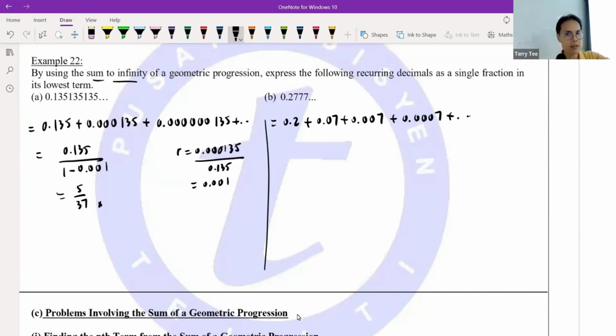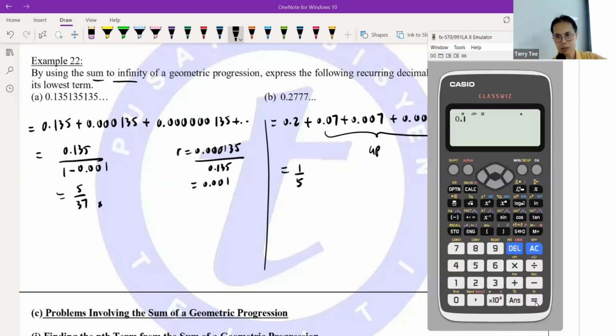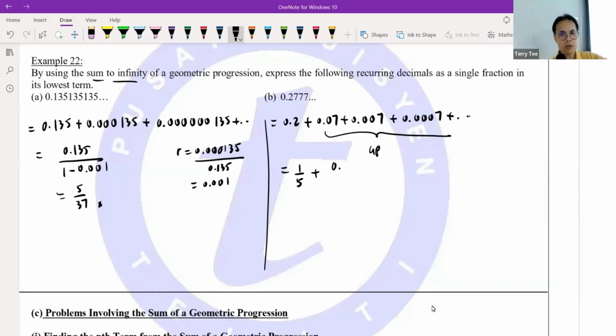Now, in this case, this is your GP. This is not your GP. 0.2 is not part of your geometric progression. So we have to change this to fractions separately. But I know 0.2 is very easy to change, right? You can use your calculator or use your brain. 1/5, right? This one, your sum to infinity will be a, 0.07, divided by 1 minus r. Your r is actually 0.1. Now, if you're not sure, just take the second divided by the first, you get 0.1.